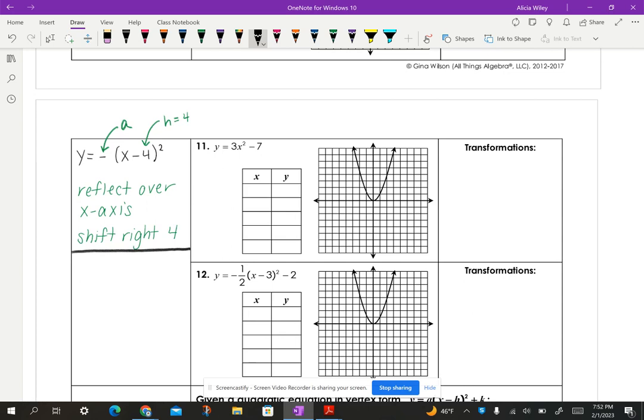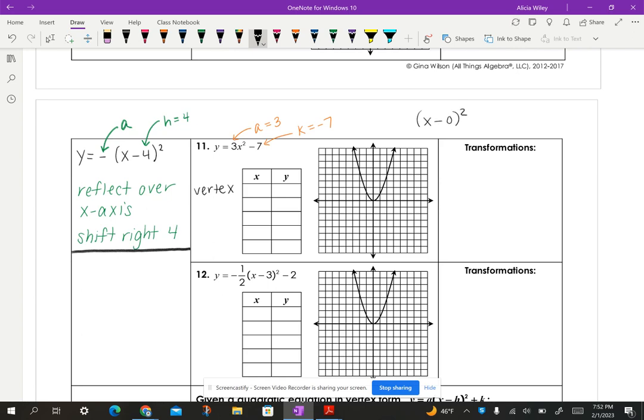So how would we describe something that has an a value like number 11 or number 12 here? On number 11, I'll do the transformation for number 11. I can see here that my a value is positive 3 and my k value is negative 7. Now, when you go to find the vertex of this problem, you will notice that our h value, right?